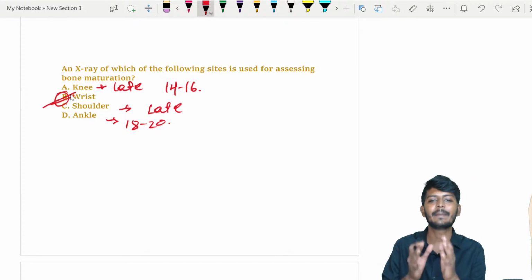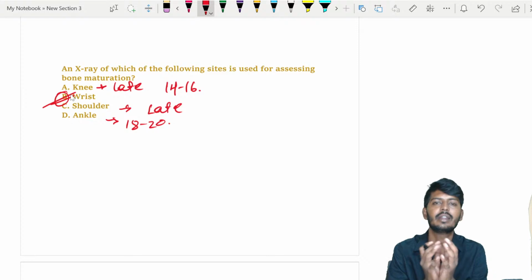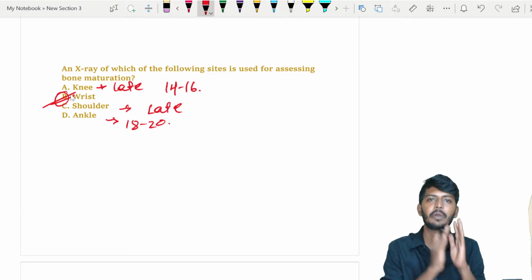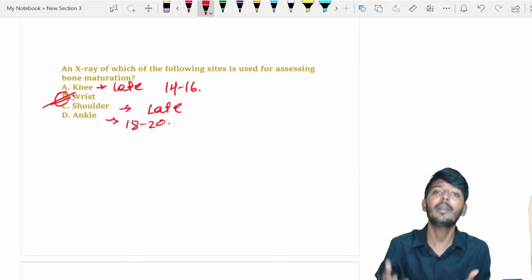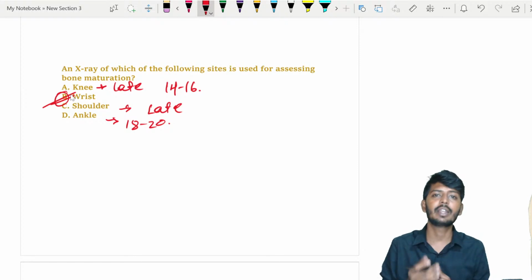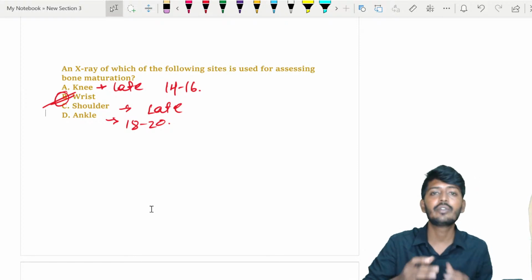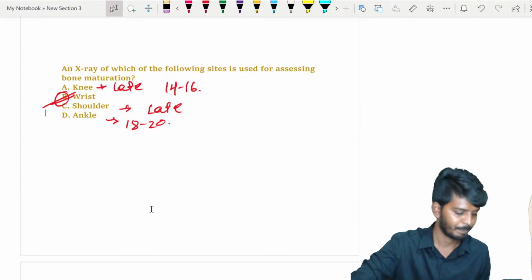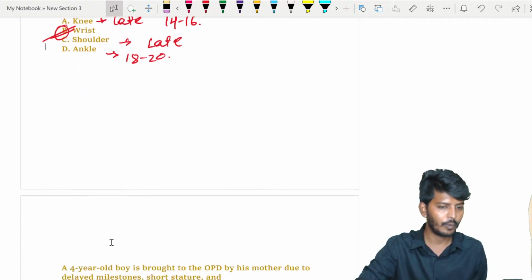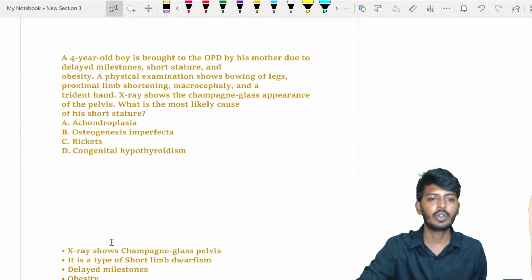So very simple. Bone maturation in the children, if we want to assess, that is very, very simple. We are going to use the wrist joint. Why not the other ones? Because they will close later, so we will not be able to understand, but the wrist joint will be the useful one. Wrist joint is a joint formed by the carpal bones, your radius and ulna. Very good, absolutely correct answer. Let's go to the next question.